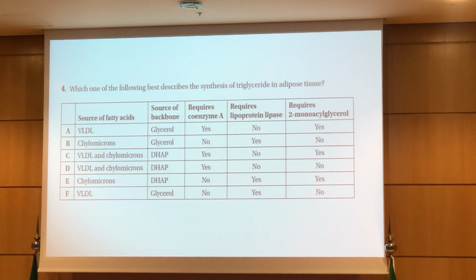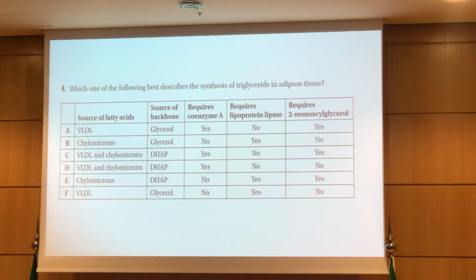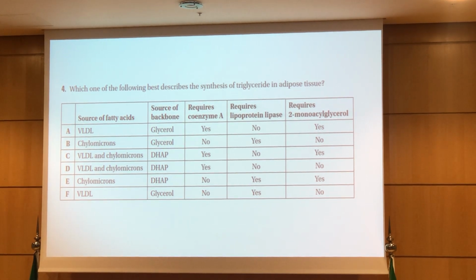Good. Next one. What is the source of the backbone? Means the carbon that attaches the fatty acids. The glycerol. That's exactly what I mean. But before I make the glycerol, I need DHAP. So I'm still C and D. Does it require coenzyme A? Yes, it does. It requires coenzyme A. I'm still C and D. Does it require lipoprotein lipase to make? No. I'm still C and D.